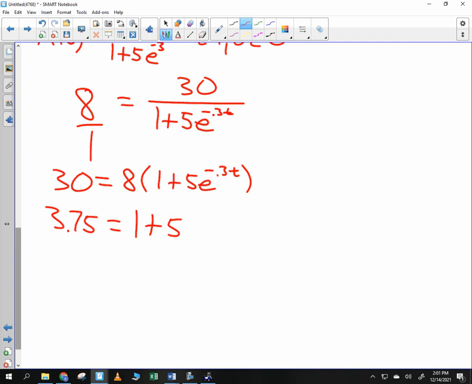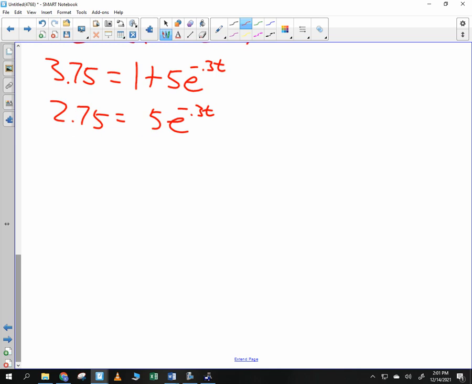Well, 24 divided by 8 is 3 with a remainder of 6. So 6/8. So 3 and 6/8 is 3 3/4. Now you subtract 1. We get 2.75 is equal to 5e to the negative 0.3t. Divide by 5. I got a little trick for that. This thing divided by 5 is 0.55.